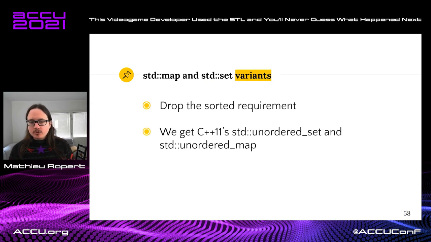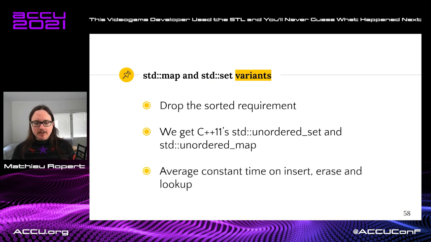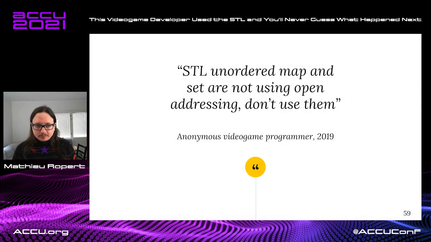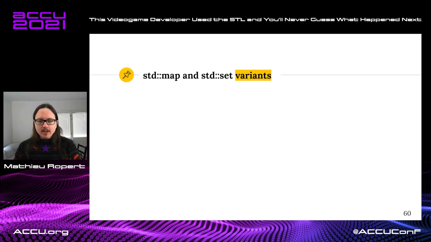So let's start by dropping the sorting requirement, and then we start getting an unordered map and an unordered set, which can be a hash table, because if we don't need to sort stuff, then yeah, we can make a hash. And now we start getting constant time on insertion, erasure, and lookup. But still, the same guy comes back to me and says, no, unordered map and unordered set are just not using open addressing. And if you're not using open addressing in 2019 or 2021, what are you even doing? Like, no, don't use that.